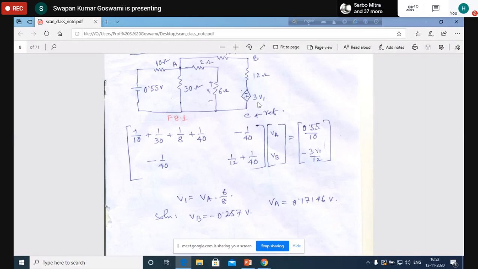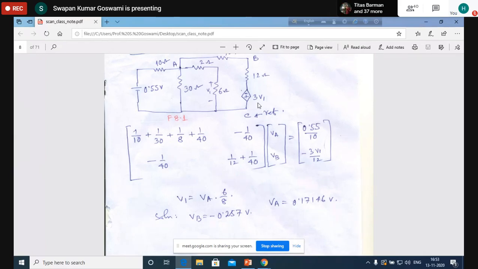So later on we shall see that sometimes, because of the presence of these dependent sources, the admittance matrix will become asymmetric, but some other times it may remain symmetric. That also we shall see. But we can say that it is asymmetric, and this is due to the presence of the dependent source. At what condition the presence of a dependent source in the network will not make the matrix asymmetric, that we will see later on.